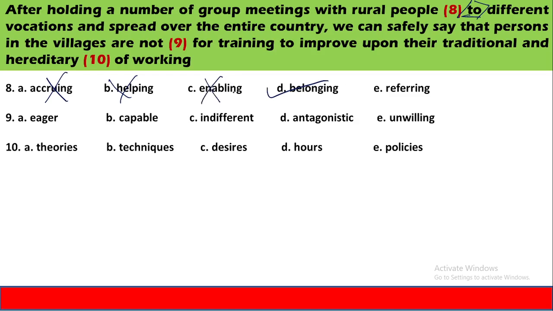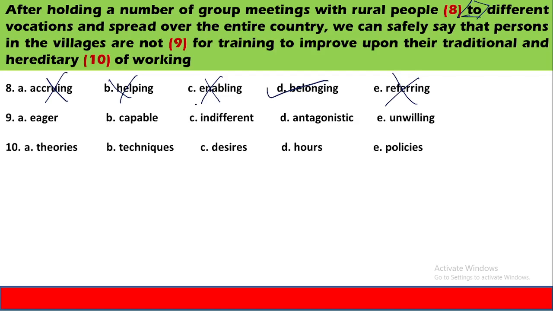It's not suitable, because enable somebody is not followed by any kind of preposition. Enabling somebody does not need any preposition after it to take an object. It's directly followed by the object. Referring to, definitely refer is followed by to, but here it's not giving any appropriate meaning. People belonging to different vocations and spread over the entire country.